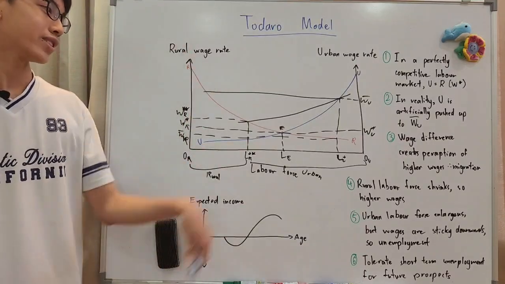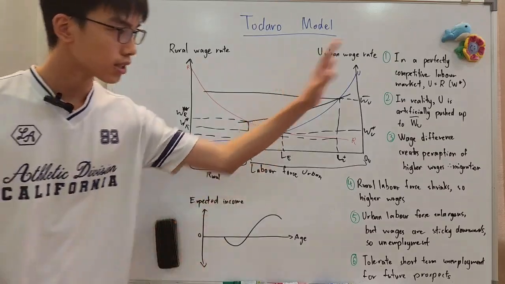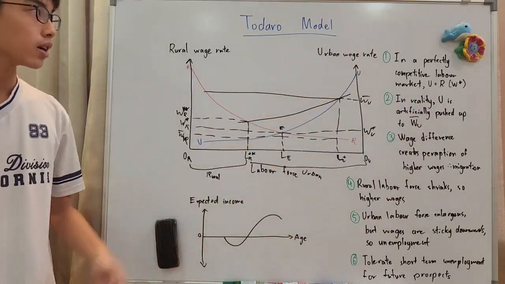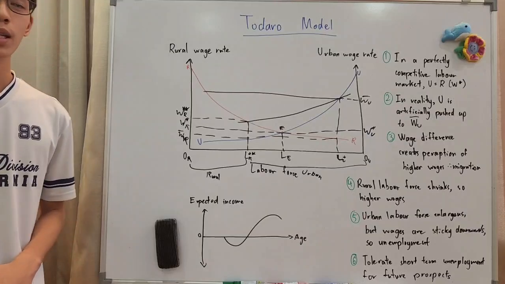You don't have to know the diagram and stuff, it is really complex. Just these simple concepts in words, and then you get top marks in your exams if you explain the Todaro model.